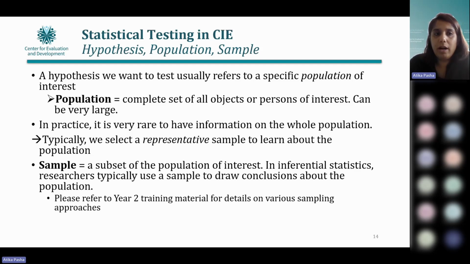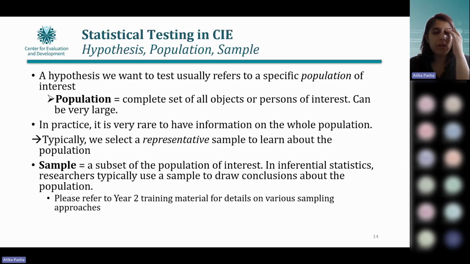Okay, so again, we want to test our hypothesis for a population of interest, right? Now, a population, if you remember, is everybody who would be a person of interest and can be extremely large. This is everybody, let's say, in your sample. However, it's very rare to have information on the whole population and in your program.